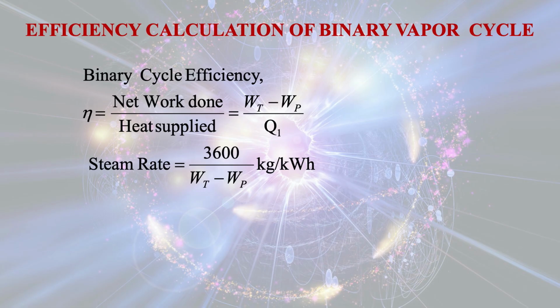Now steam rate is equal to 3600 divided by WT minus WP. Unit is kg per kilowatt hour. Dear learners, here you see that 3600 is there in the numerator. Why? Because we have to convert the steam rate to per hour. That's why we multiply the numerator by 3600, and that's why the steam rate comes as 3600 divided by WT minus WP.